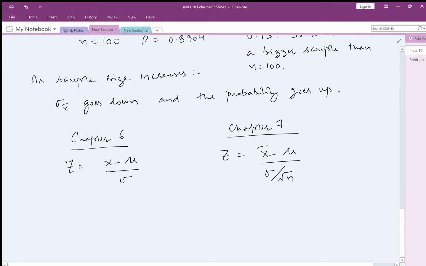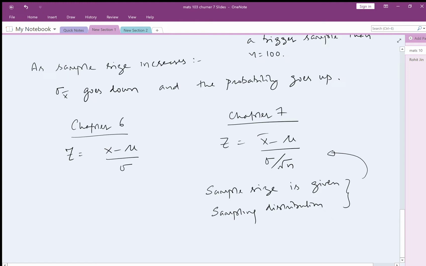So here's what I would suggest. If the sample size is given to you, or the question mentions the word sampling distribution, I would suggest that you use this formula, and it would be more appropriate than the formula that we learned in chapter 6. Okay, so let's move on.